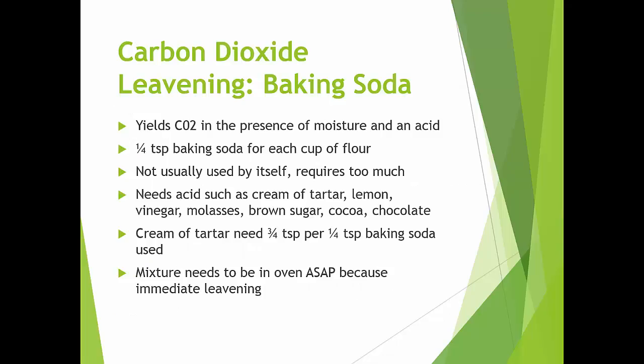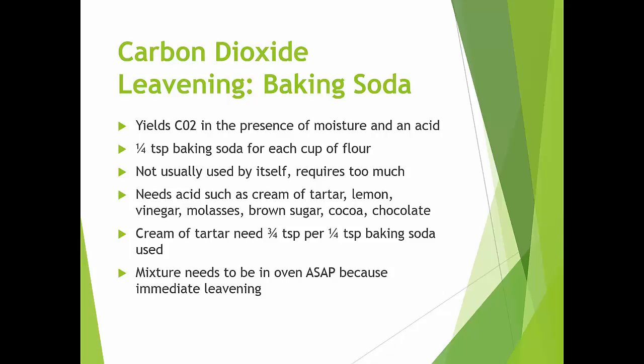So other sources of leavening would be chemical leaveners, and one of them would be baking soda. Baking soda yields carbon dioxide in the presence of moisture and an acid. You would use about 1/4 teaspoon of baking soda for each cup of flour in a baked good. It's not usually used by itself because you tend to require a whole lot of it to cause the leavening to occur. And sometimes if you use too much baking soda, you can end up with either a bitter or a very salty taste to your product, which is not really what you're looking for.